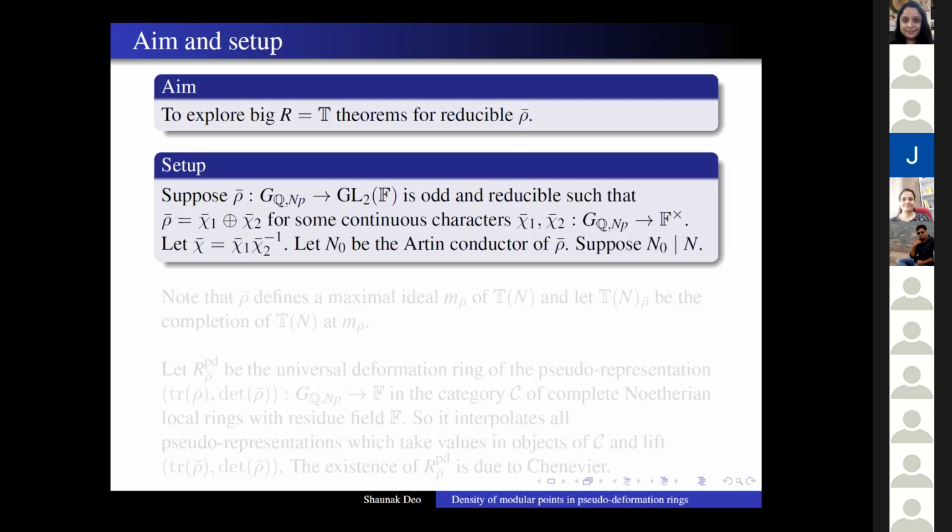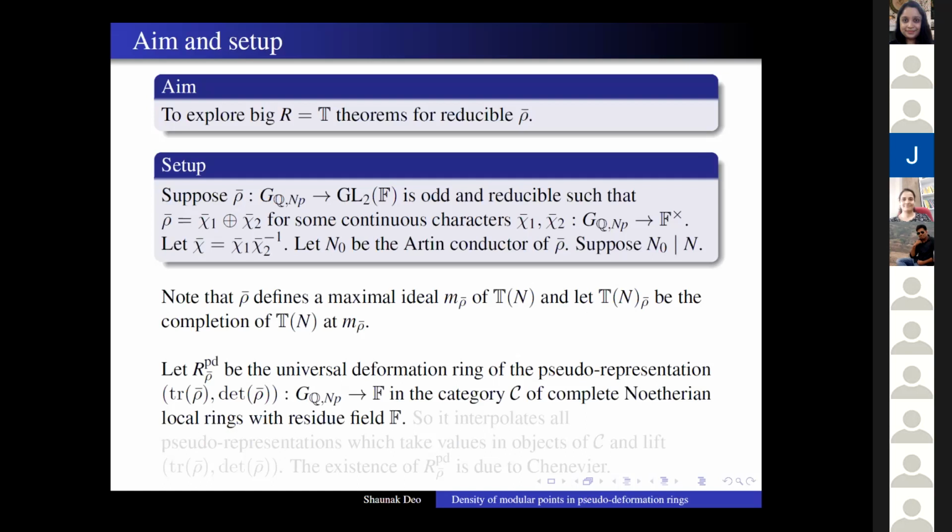So again, because rho bar is modular, it is coming from a modular Eisenstein series of level n, it will define a maximal ideal m rho bar of Tn which contains P, and we let Tn rho bar be the completion of Tn at m rho bar, like I just did a couple of slides ago. And I let R rho bar PD be the universal deformation ring of the pseudo-representation attached to rho bar. So it is the universal deformation ring of the pseudo-representation trace rho bar, determinant rho bar from GQNP to F in the category of complete Noetherian local rings with residual field F.